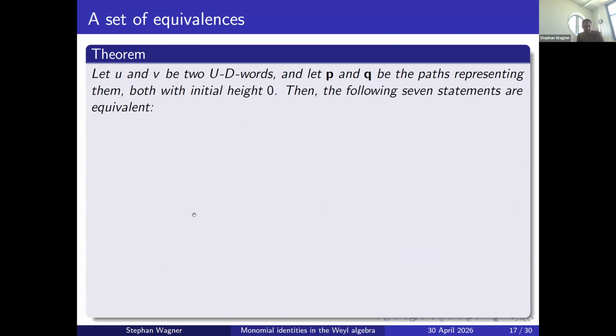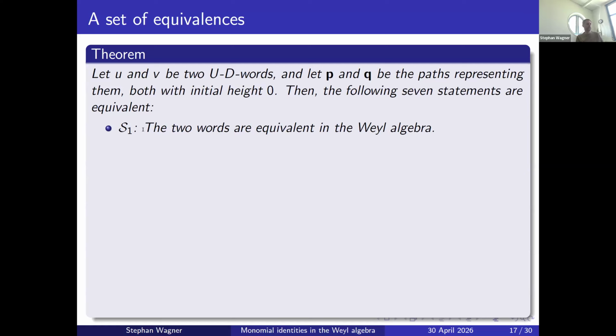All right, so we are now getting to the main characterization result of equivalence in this Weyl algebra. If I take any two UD words and the two corresponding paths that are called P and Q, and I make both of them have initial height 0, then all of the following statements are equivalent. So the two words are equivalent in the Weyl algebra. This is in an algebraic sense. If I take the abstract algebra that's defined by the generators U and D, and the relation UD minus DU is 1, then that's equivalence in the Weyl algebra.